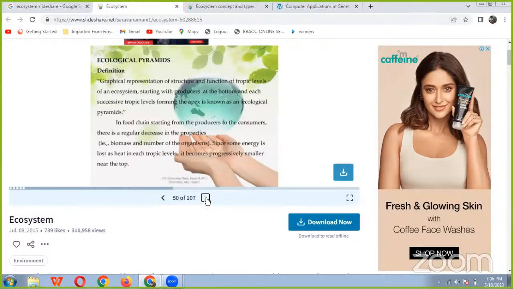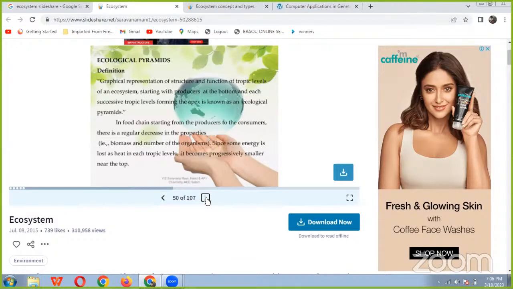Ecological pyramids. The term ecological pyramid was proposed by Charles Elton in 1928. This is the graphical representation of the structure and function of the trophic levels of an ecosystem. Starting with the producers at the bottom, each successive trophic level forms the apex, and this is known as the ecological pyramid.